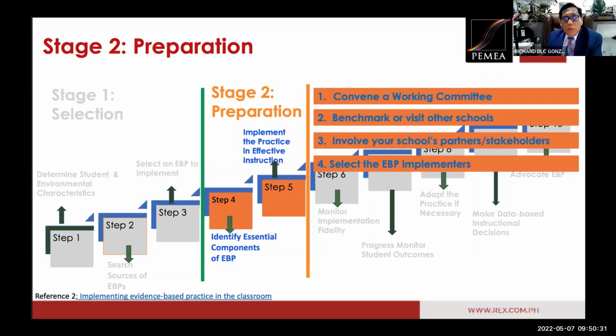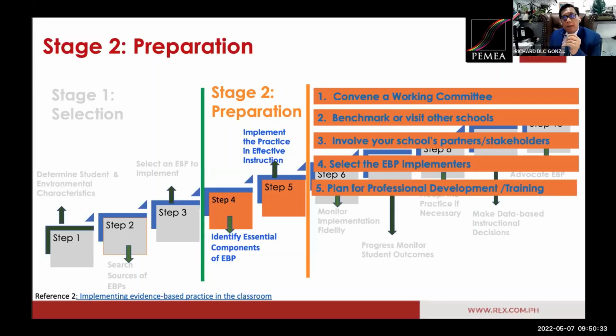And also, new EBPs or programs require staff to develop new skills. Of course, hindi lahat ng teachers are ready to implement any EBP program. So before implementing an EBP, the staff or the teachers involved need a workshop or training to introduce them to the practice or to the program.